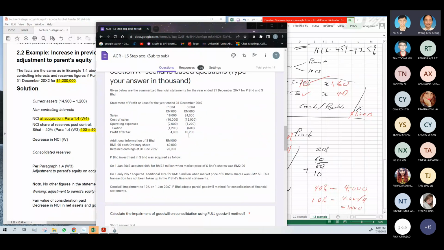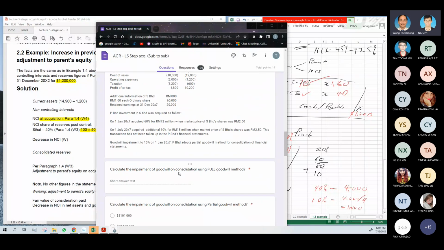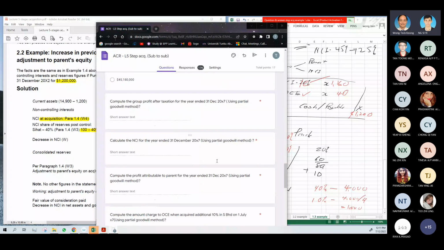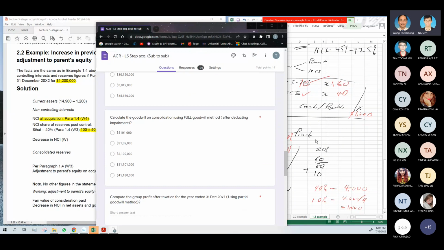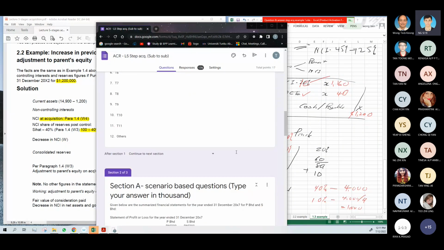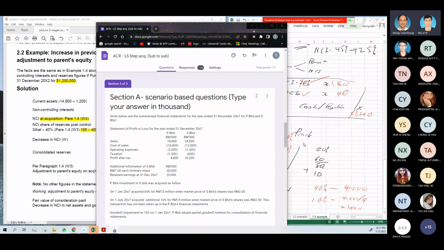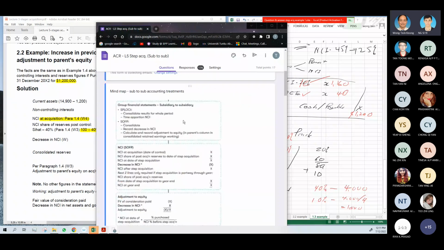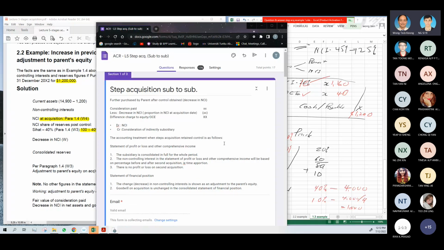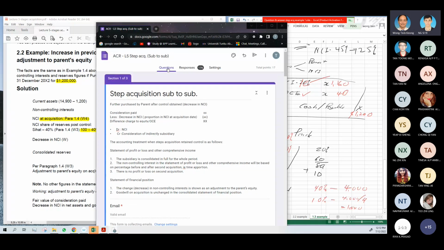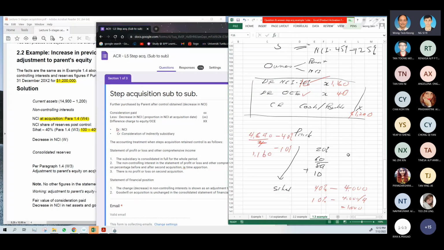So here is a very simple one. It asks you to compute goodwill and impairment of goodwill first, before you come to the difficult one, the 60 to 70% entries. This will help you to understand better. Try this out. If you're not sure, you can read the mind map and the explanation notes here. They cover all the important parts of step acquisition for subsidiary to subsidiary, step type 3 consolidation.